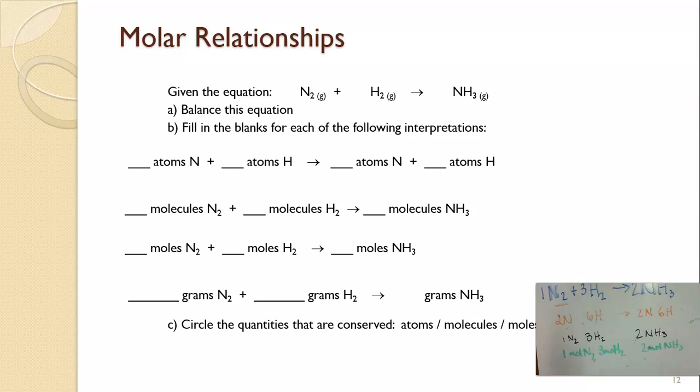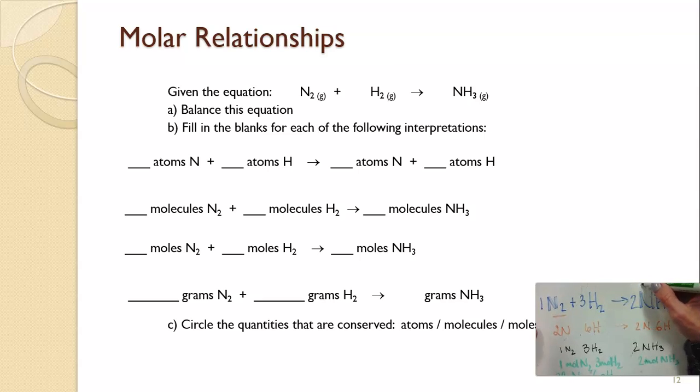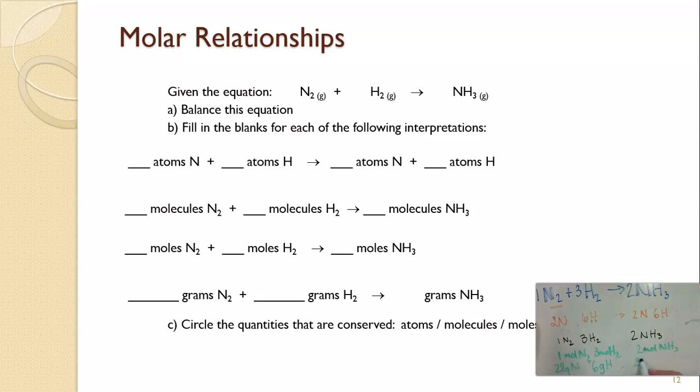How about grams? If we were going to calculate grams, about 2 ammonias would be somewhere in, let's see, 14 times 2, so that's 28 grams of nitrogen. 6 hydrogens at about 1 apiece, so that's a mass of 6, so 6 grams of hydrogen. And how about over here? Ammonia: nitrogen is 14, hydrogen is 3, so 17. 2 times 17 is 34. 34 grams of ammonia.